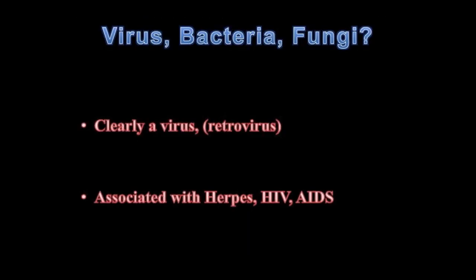Is it a virus, bacteria, or fungi? Clearly it is a virus because it is associated with herpes, HIV, and AIDS, which is also a retrovirus. But also, the human herpes virus is found in the lesions of all patients with Kaposi sarcoma. Most people infected with the human herpes virus do not get Kaposi sarcoma, but those who are most likely to develop it have immune systems that are weakened by the disease, which makes them more capable of catching the sickness.